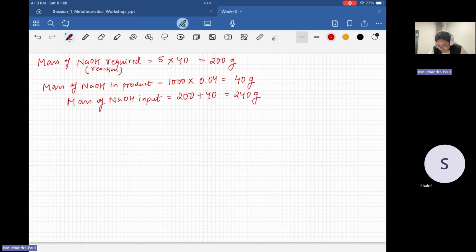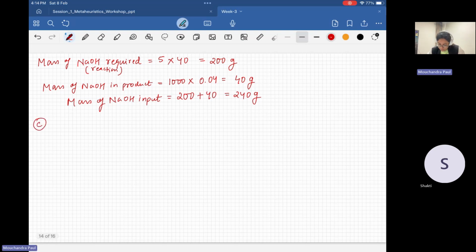So why did I add these two values? Because in the product we know what we are getting, and we know how much of the NOH is required for the reaction. So if we add these two, we will get how much of the NOH we should add in the beginning of the reaction. Okay, I hope I didn't confuse you. If there is any doubt, let me know.